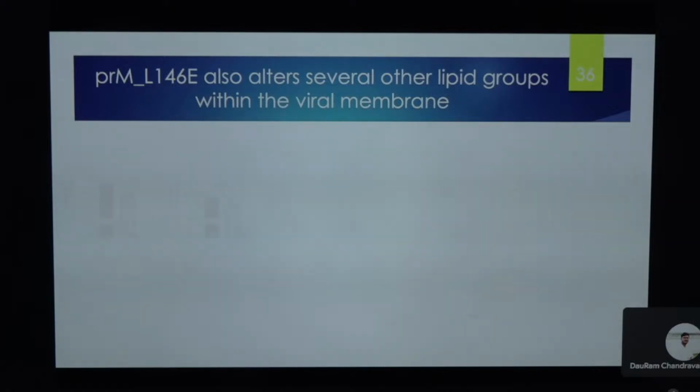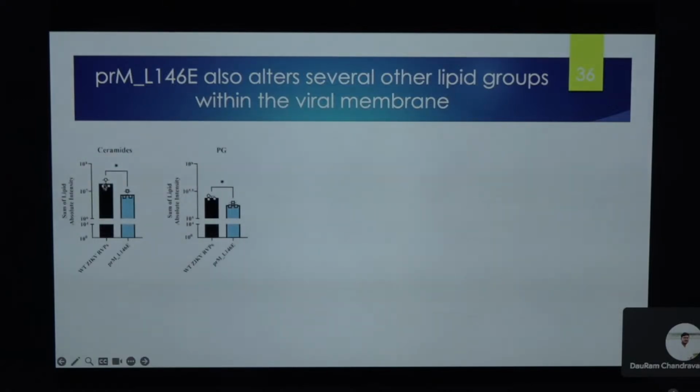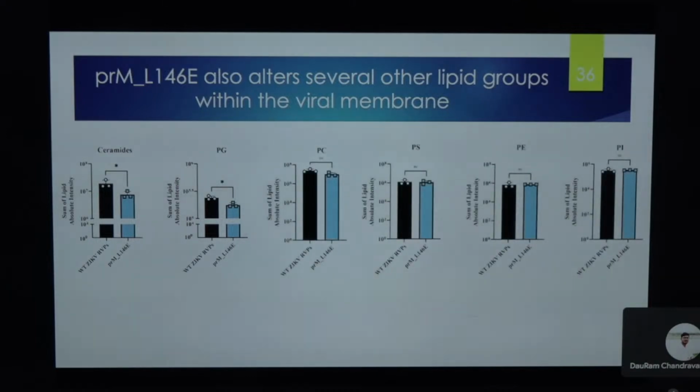Now, those highly negative lipids shown here, we had ceramides, which contain a negative grouping in some of them, and then phosphatidylglycerol were also significantly reduced within the viral membranes. So not only are we losing cholesterol, but we're losing negatively charged lipids as well. All of the other lipid groups seem to be quite similar, so there's no major differences there. However, cholesterol, ceramides, and phosphatidylglycerol were all depleted within the mutant version.